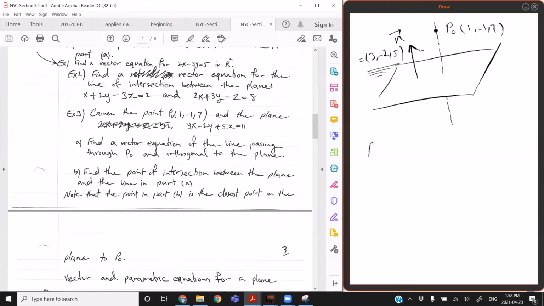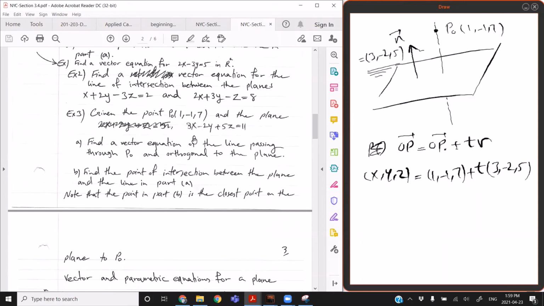I'm going to use that. OP is OP0 plus tv. So x, y, z is going to be 1, minus 1, 7 plus tv. And I'm going to use the normal vector for the plane, 3, minus 2, 5. And since it is asking us for a vector equation, we can stop here. That's a vector equation.